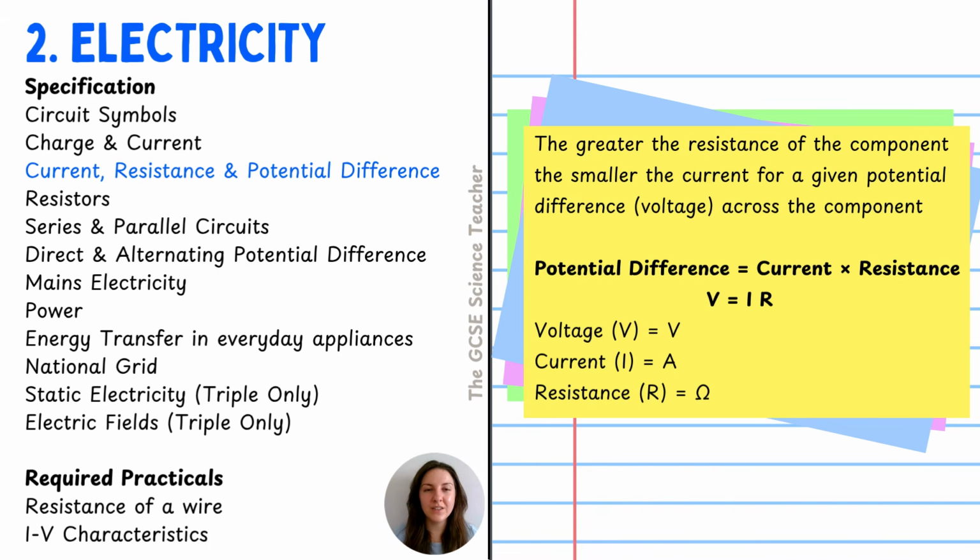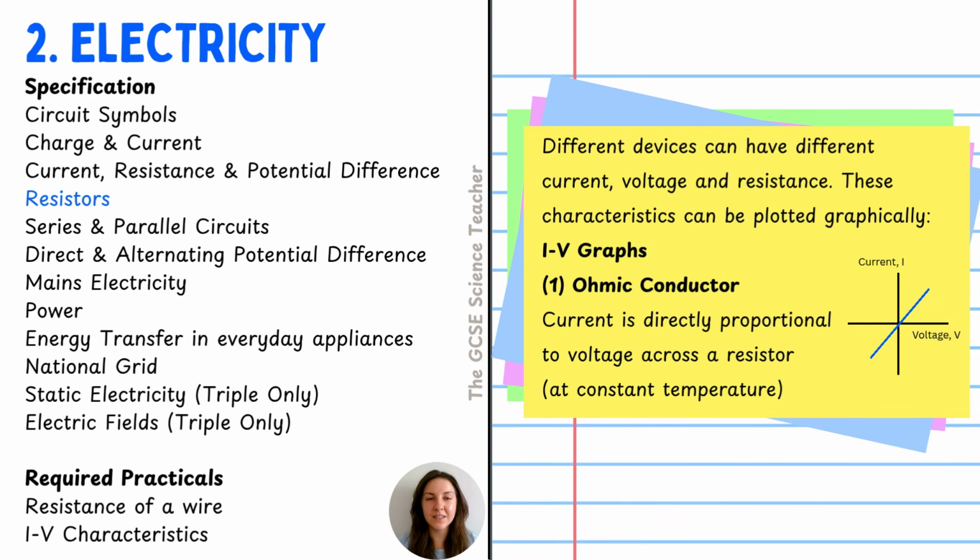The greater the resistance of the component, the smaller the current for a given potential difference or voltage across the component. So potential difference or voltage is equal to current times resistance. Remember, potential difference or voltage is measured in volts, current is measured in amps, and resistance is measured in ohms.